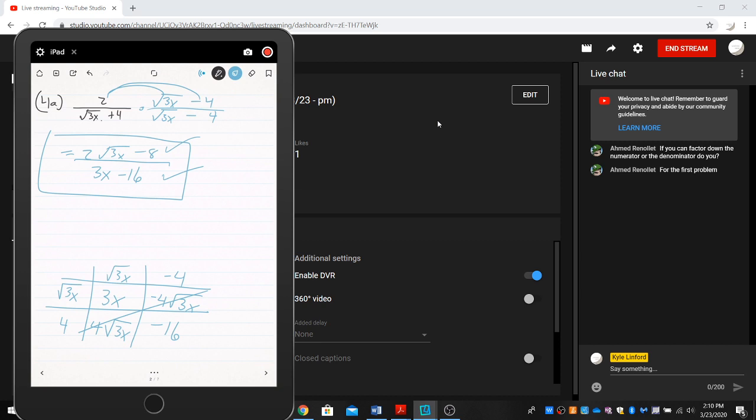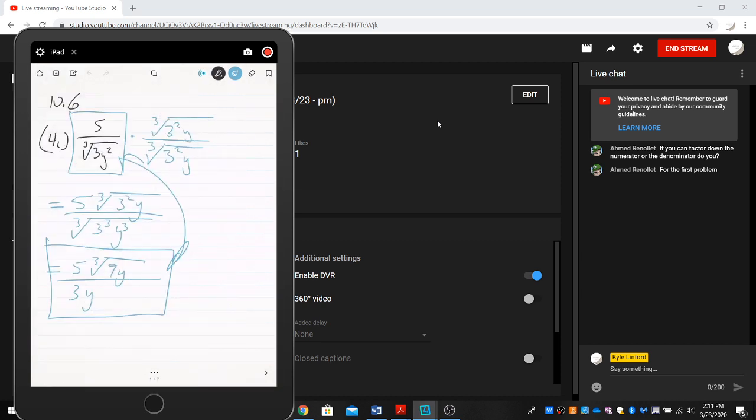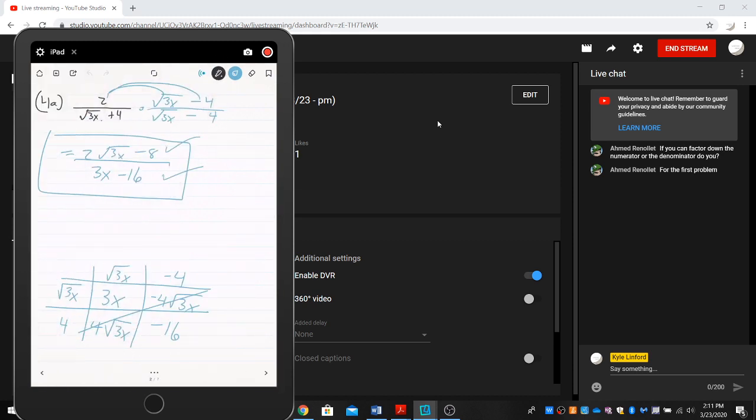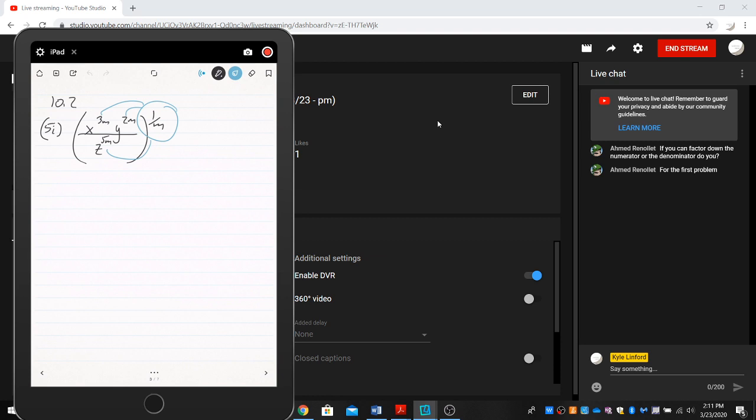For the first problem, this was the first problem we did for 10.6, but I think you might be meaning this is the first problem for 10.2. But the thing I would definitely say is, it's best to check your work by first factoring the denominator if it can, and then factoring the numerator if it can, and seeing if anything cancels.